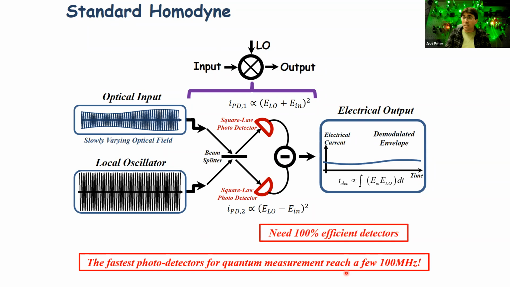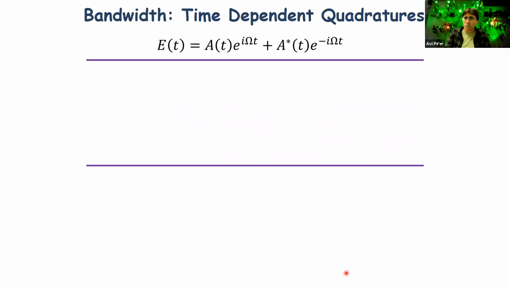Another limit is that those detectors should ideally be 100% efficient, and you really need to be close. Your inefficiency allows vacuum to come back in. We'll discuss this shortly, but remember this because it is important. So standard homodyne is on one hand slow, and on the other hand requires highly efficient detectors. And sometimes we don't have that. What do we do if we cannot have a highly efficient detector?